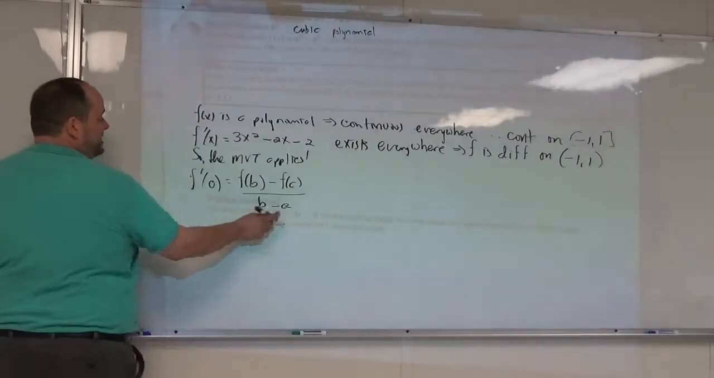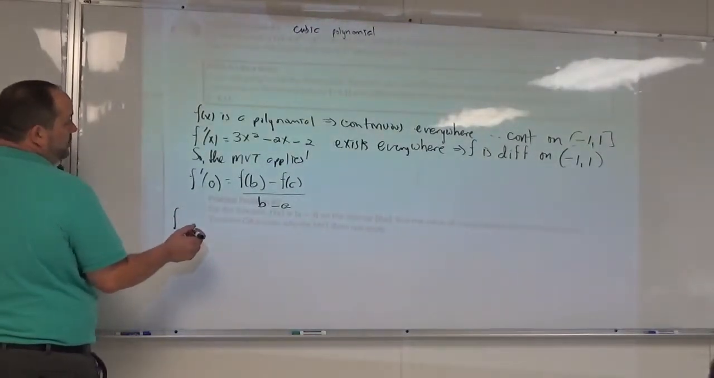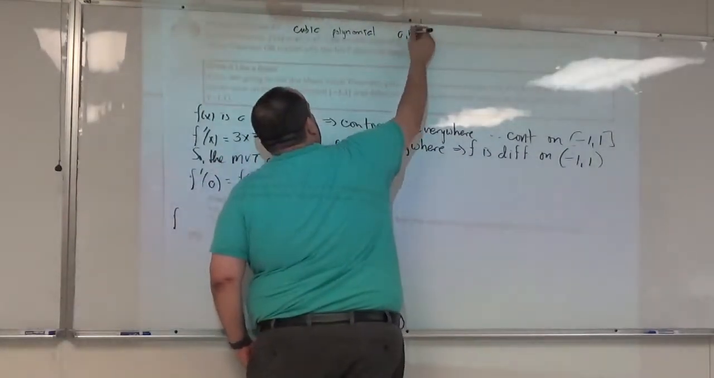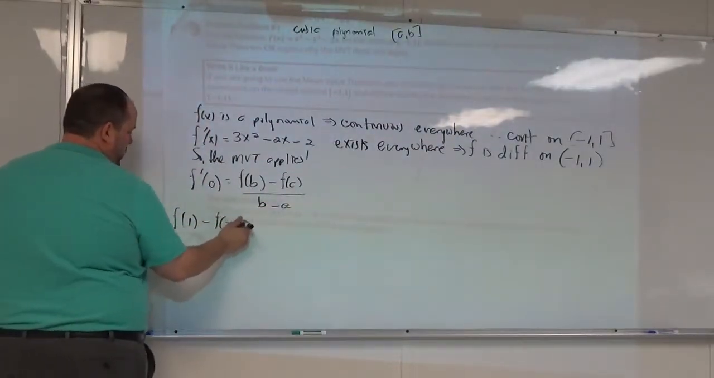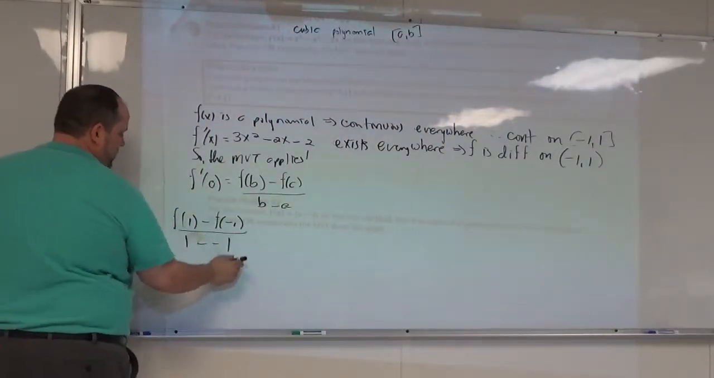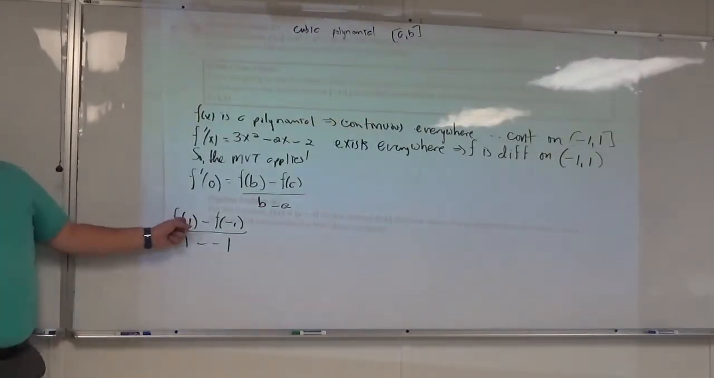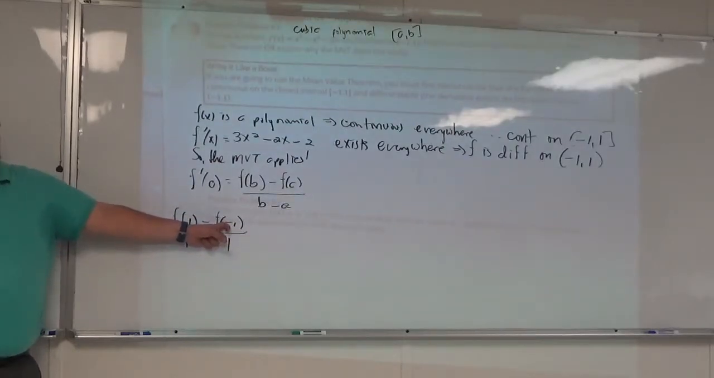I like to find the slope first. So I want to make sure I don't blow it on the endpoints here. The interval is a to b, -1 to 1. So f of 1 minus f of -1 divided by 1 minus -1. F of 1, you've got to plug it in. F of negative 1, you have to plug in.